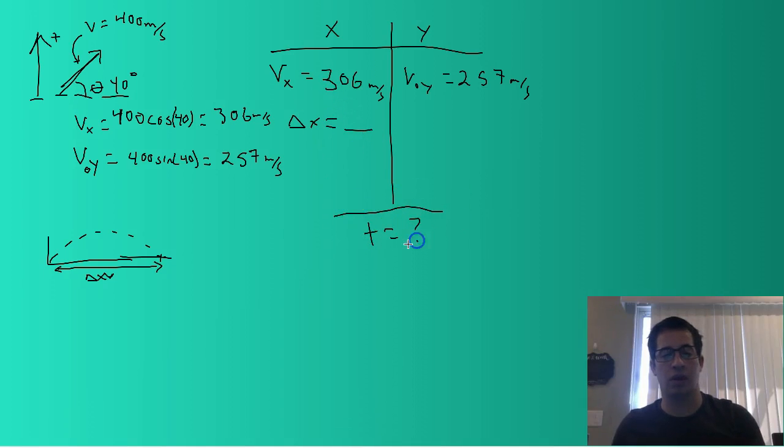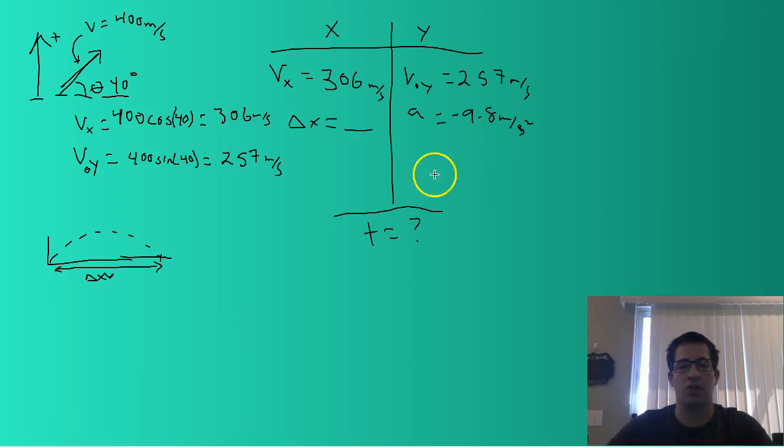Okay? And so in order to do that, we need to figure out, okay, well, how much time is it going to take to get to here? Okay? And for that we're going to use our y information. So we know that our initial velocity for y is 257 meters per second. And our acceleration is downward at 9.8 meters per second squared. And so we need to solve for the time, okay? Before we do, we actually need one more piece of information.